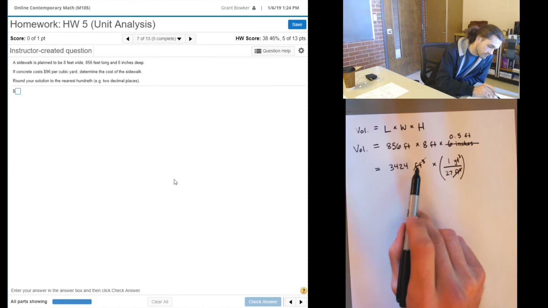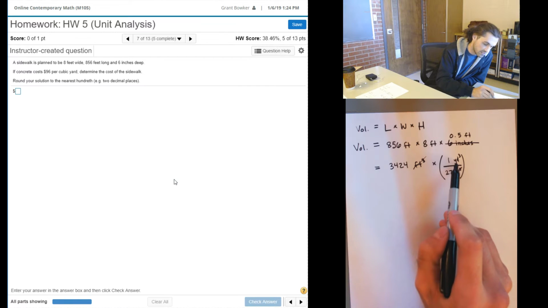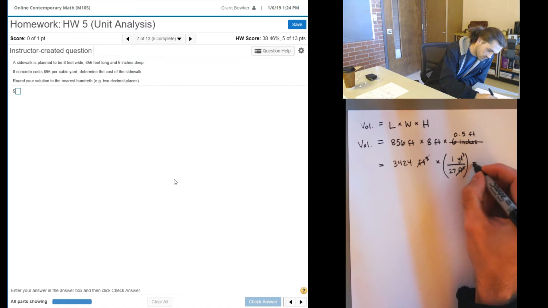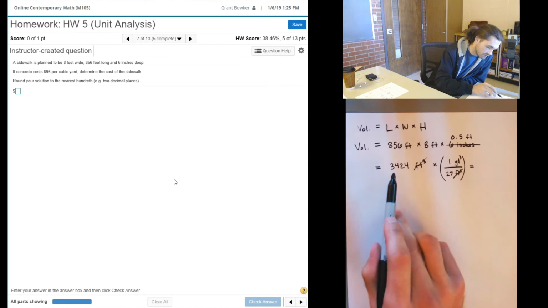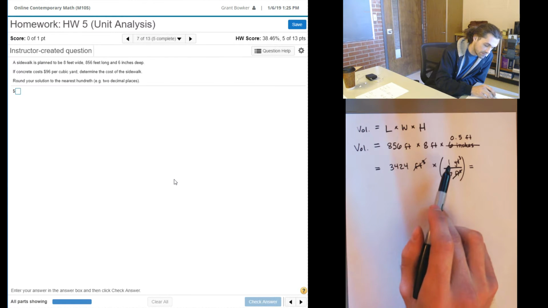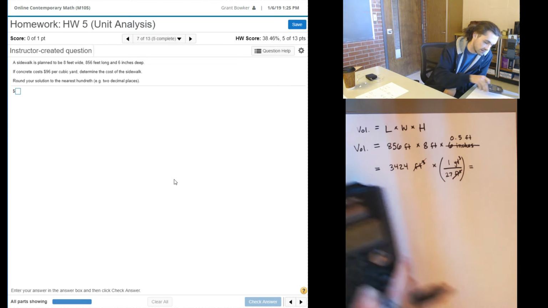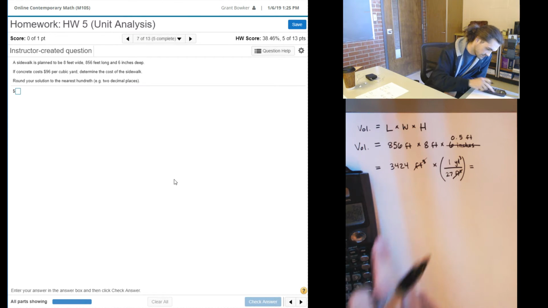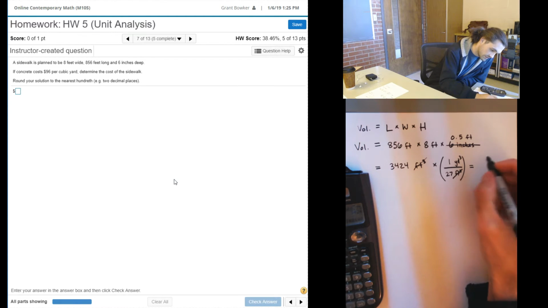So, feet cubed upstairs, feet cubed downstairs, the two units undo each other, leaving behind cubic yards, which is exactly what I want. So, I'll take 3424, multiply it by 1, divide the result by 27 to get the amount of cubic yards. So 3424 divided by 27 gives me 126.8148 cubic yards.